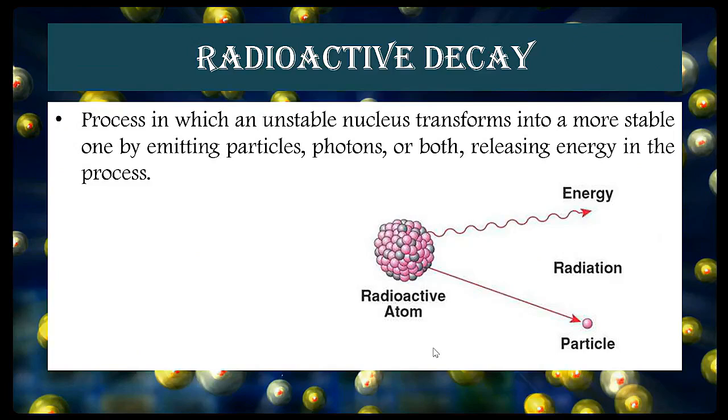Going to decay, what is decay? It is when an unstable nucleus transforms into a stable one by emitting radiation, particles, photons, or even both. They release energy in the process. An unstable nucleus won't be stable, so to attain stability, they transform into a stable one, and to attain that, they emit particles, photons and so on.